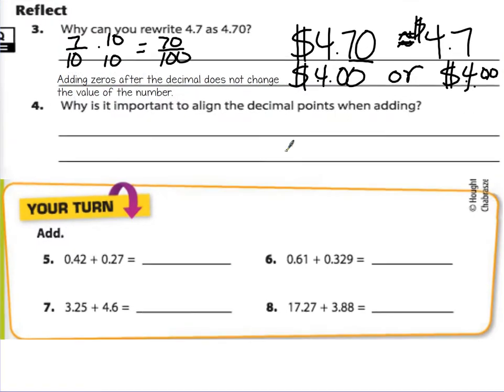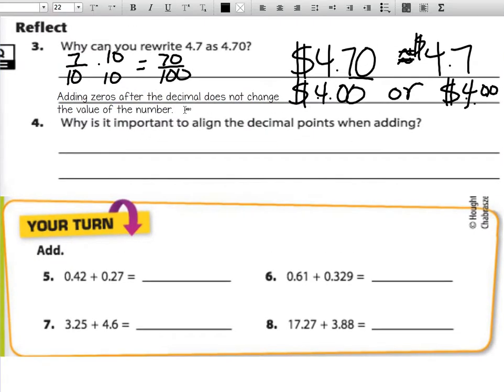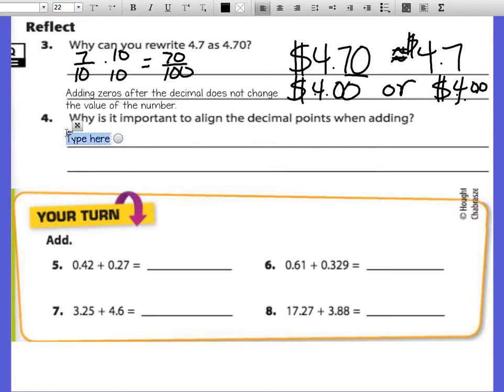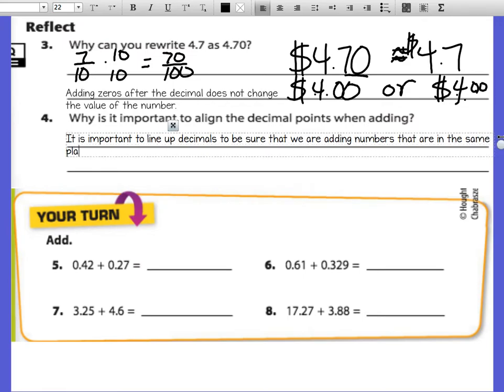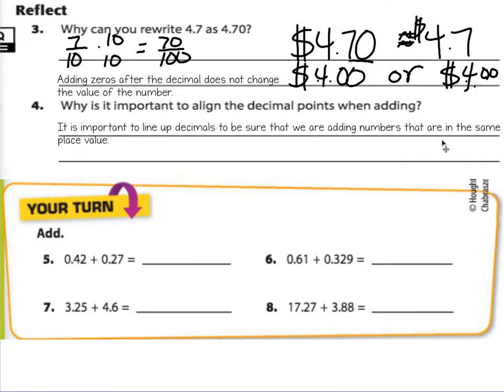Okay, why is it important to align the decimals when adding? It's incredibly important because we need to ensure that we're adding digits with the same place value. So it is important to line up decimals to be sure that we are adding numbers that are in the same place value. Because if we don't, then our answer is going to come off incorrectly.